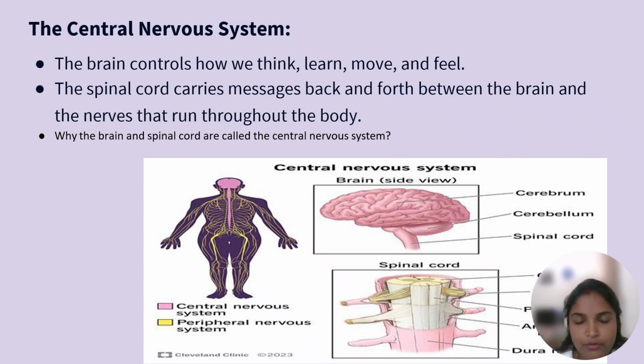Now this is a very important question and very easy also. One of the reasons I can tell you is that it is situated in the mid dorsal region of the body, correct? That is why we can call it brain and the spinal cord. Also, it is the master, the monitor, the controller of all the nerves. The brain controls how we think, learn, move and feel. The spinal cord carries the messages back and forth. Here it controls each and everything, that is why it is the central nervous system.